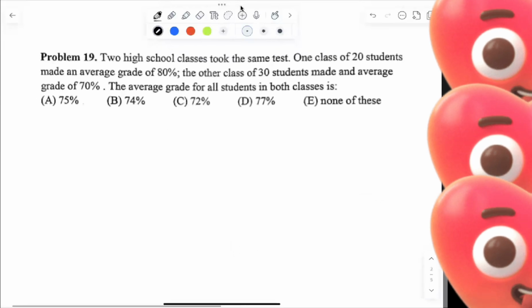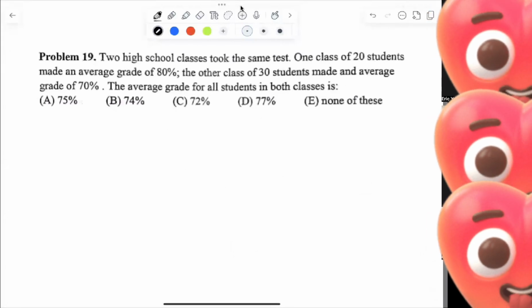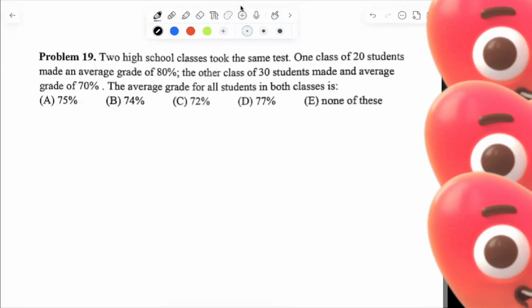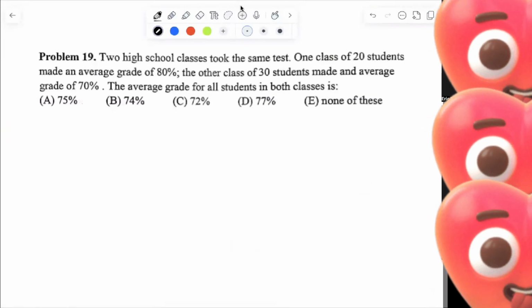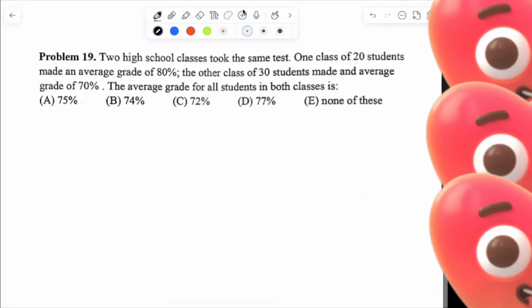Right, let's move on to problem 19. Two high school classes took the same test. One class of 20 students had an average of 80. The other class of 30 students had an average of 70. What is the average of all students? I'll let you have a try on this question and tell me your answers through chat.